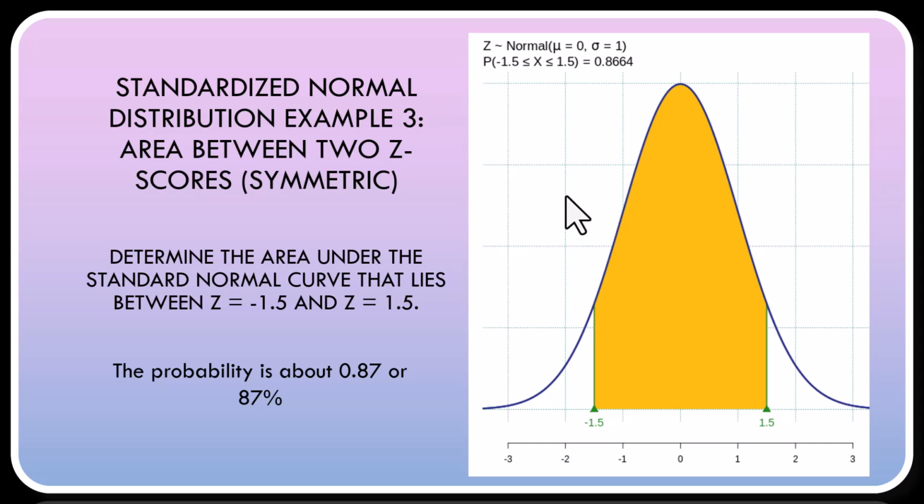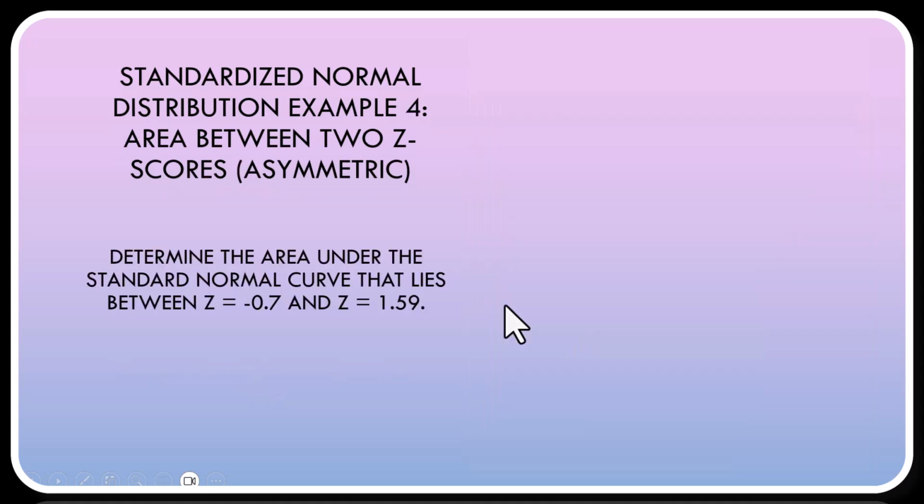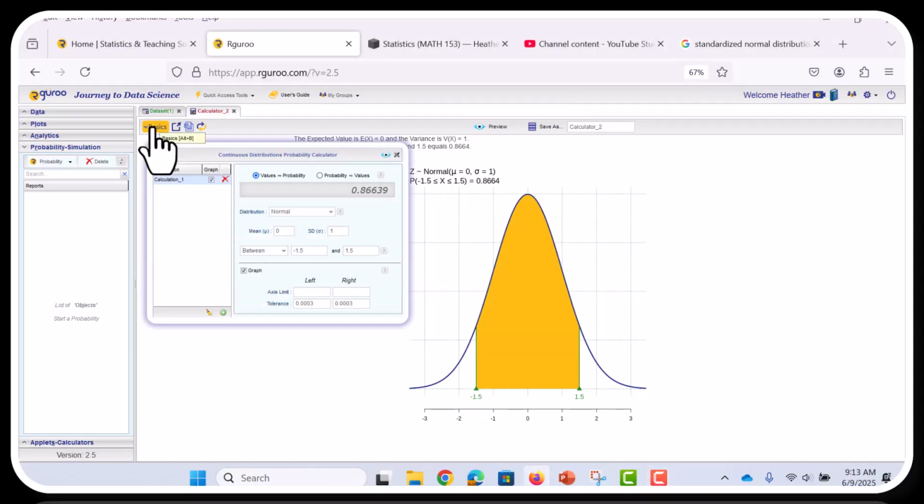So let's do another example. This time I want to show you that we don't have to have a symmetric area. We can have two different z-scores. One is negative, one is positive, but they have the same absolute value, and that doesn't have to be the case. So let's look at example 4. This time we're asked to find the area under the curve between z equals negative 0.7 and z equals positive 1.59. So again, go back to RGuroo and pull up the menu.